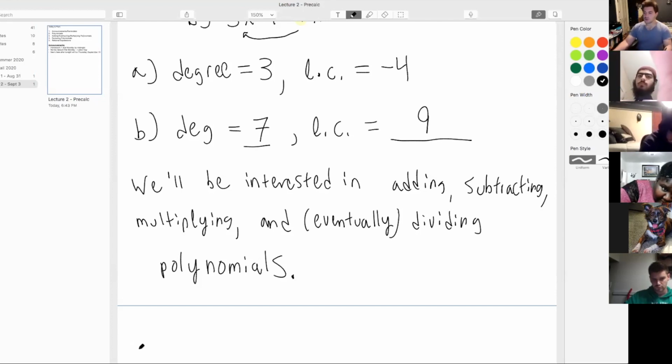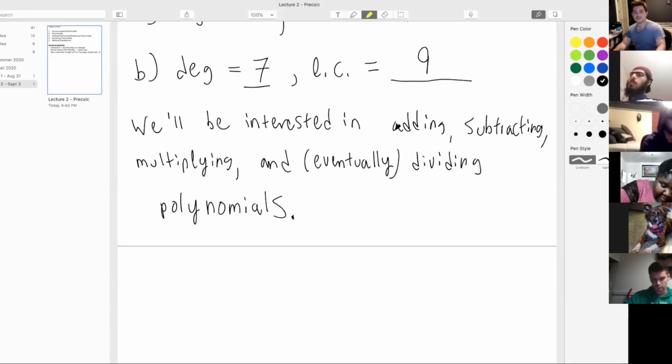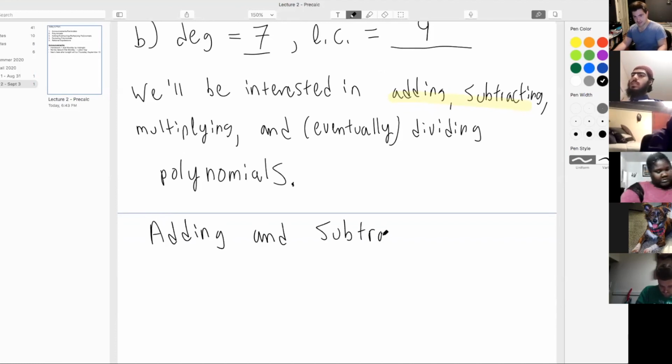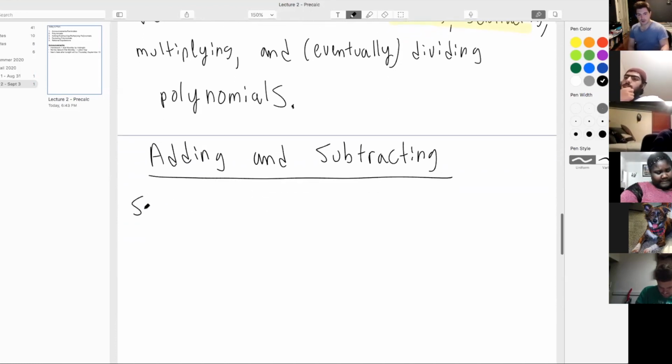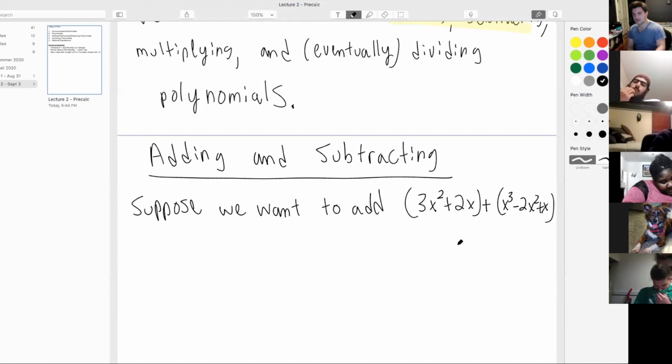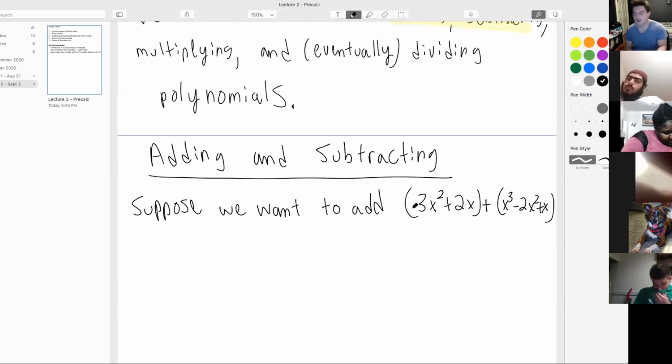Alrighty. So let's first talk about adding and subtracting. That's going to be up first, so we'll start a new heading here: adding and subtracting. Suppose we want to add the following: 3x squared plus 2x plus x cubed minus 2x squared plus x. Sorry, that's squished on the side. Okay, so say we want to add that.